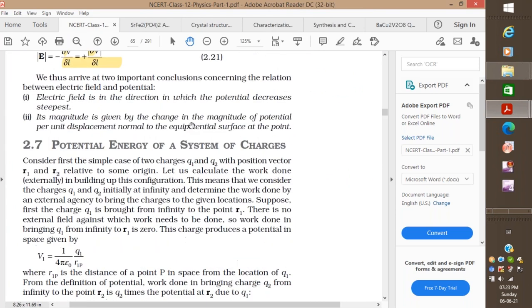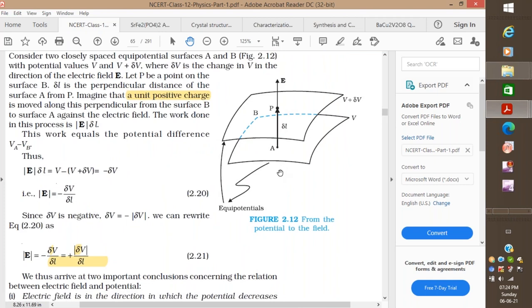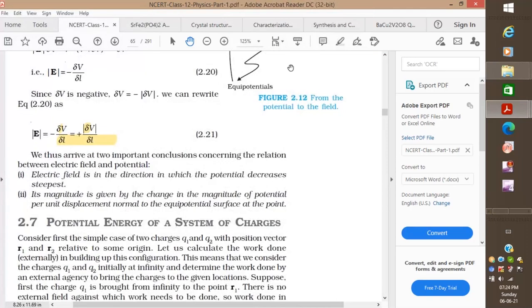See, its magnitude is given by the change in the magnitude of the potential per unit displacement. If I take this delta L as unity, then the magnitude of the electric field will be the change in the potential per unit displacement, and that displacement has to be done normal to the equipotential surface. See, this direction is normal to the equipotential surface. Okay. So up to this, okay, we'll stop it here.